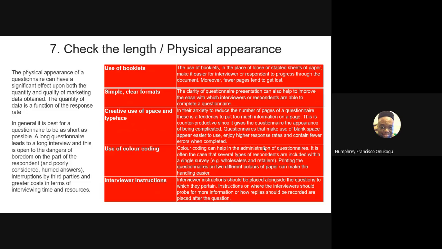The use of color coding. Color coding can help in the administration of questionnaires. It is often the case that several types of respondents are included within a single survey, e.g. wholesalers and retailers. Printing the questionnaire on two different colors of paper can make handling easier. Okay, the interviewer instructions. Interviewer instructions should be placed alongside the questions to which they pertain. Instructions on where the interviewer should probe for more information or how replies should be recorded are placed after the question.